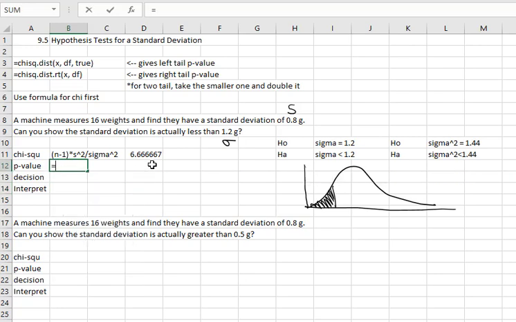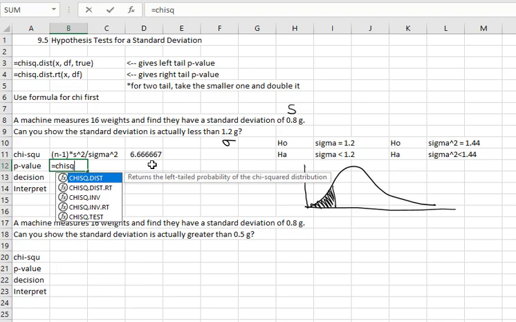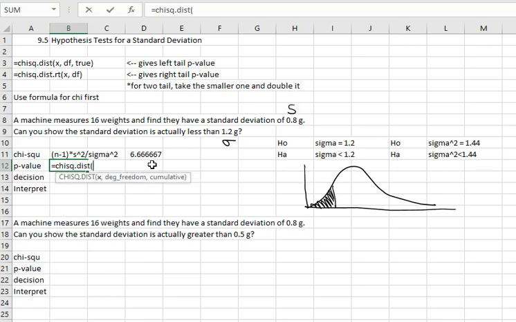We'll say equals CHISQ.DIST, open a parentheses, the chi-squared value, which we can just select, comma, the degrees of freedom, there's 16 weights, 1 less than 16 is 15, comma, TRUE. And when we hit enter, we get a p-value of 0.03375.